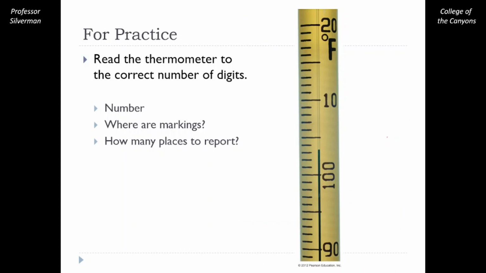Here's a practice problem for you to try. See where the markings are on this thermometer. See one extra place in between those markings, and you read the temperature here out to the correct number of decimals.